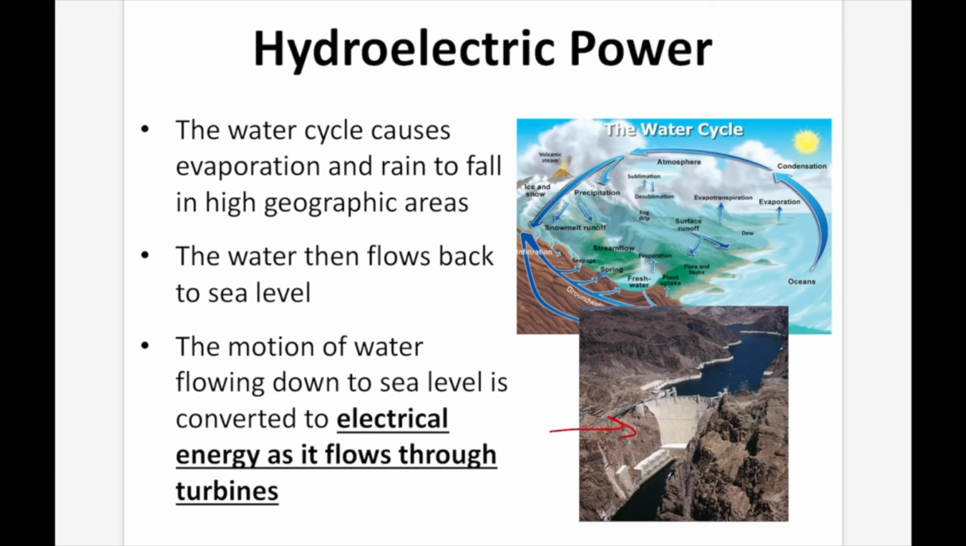This is the Hoover Dam here. You can see that we get a large amount of water built up top, and as it flows down here, we can convert what's called energy of position up here, so that's position energy, into energy of motion as it flows down. And then we can harness that energy of motion to produce electricity.